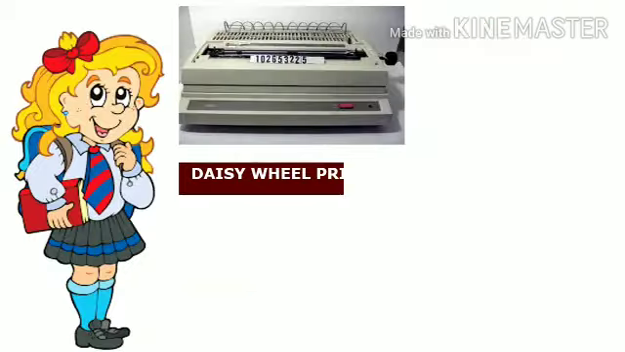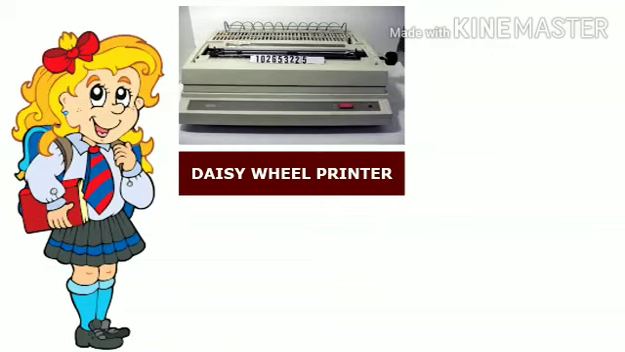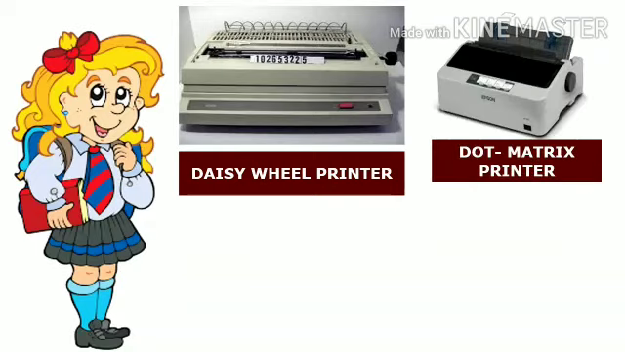Character printer. It is an impact printer. These printers have good letter formation capability but cannot produce graphics. Dot matrix printer. It is also an impact printer. These are the only impact printers in use nowadays.